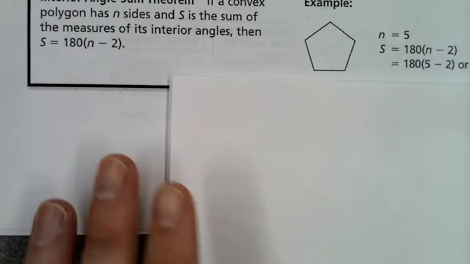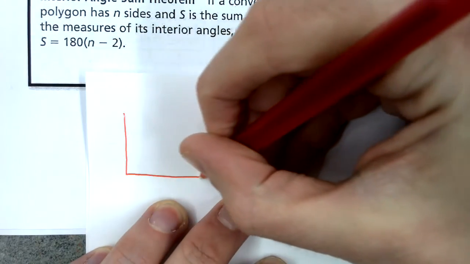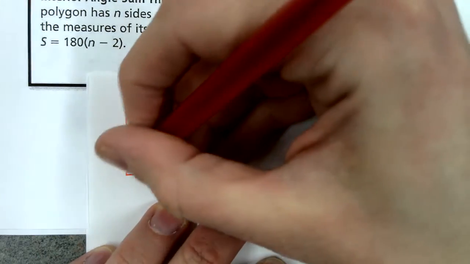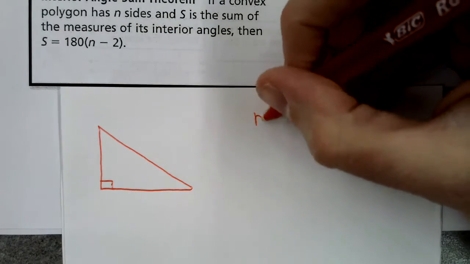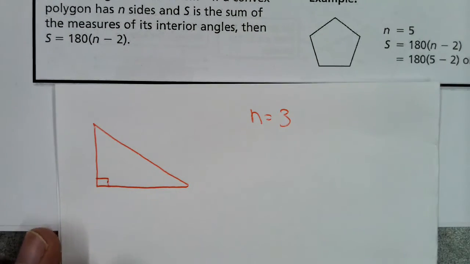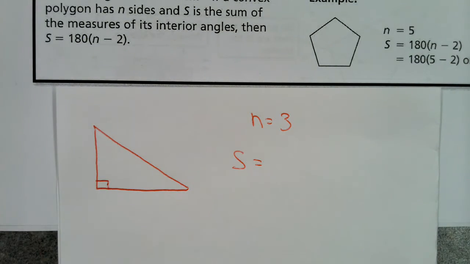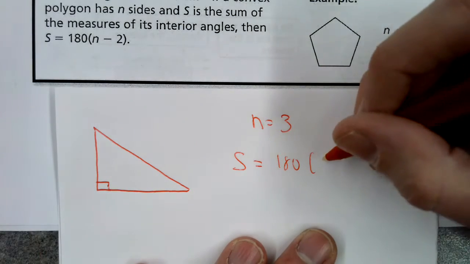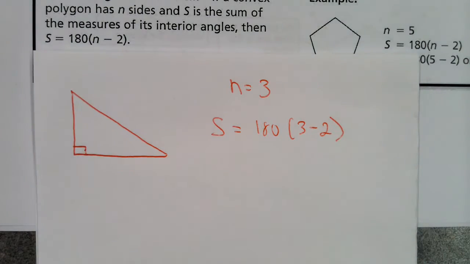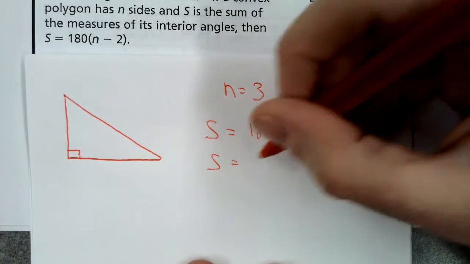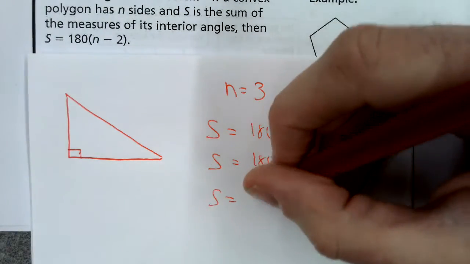All right, let's focus on triangles because we've done a lot of those this year. If I draw a triangle, I think you all know what the angles add up to. This one has 3 sides, so n would be 3 in this case. According to the formula, S, the sum of the interior angles, equals 180 times n minus 2. So 3 minus 2 is 1. 180 times 1 is 180, like we've done all year long.